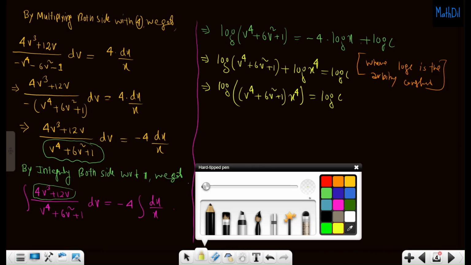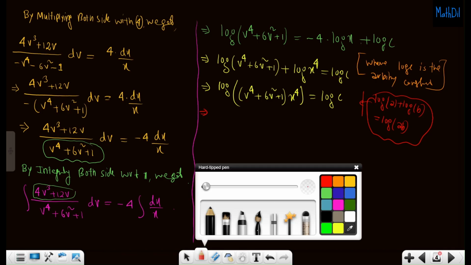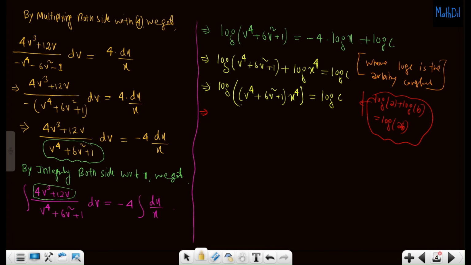What was the property? The property was log a plus log b, it is always equal to log ab, right? We are using this property here, right? So it will imply, see, log this equal to log this, so we can cancel the log, so cancel it. So what will you get? You will get v to the power 4 plus 6v square plus 1 into x to the power 4 is equal to c, right? So finally we got our expression, right?